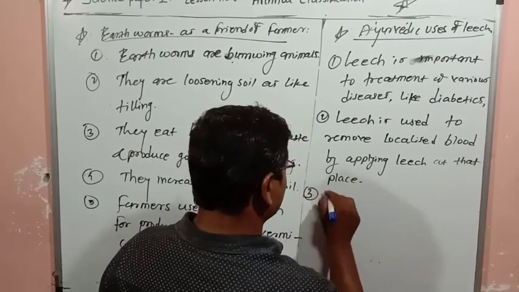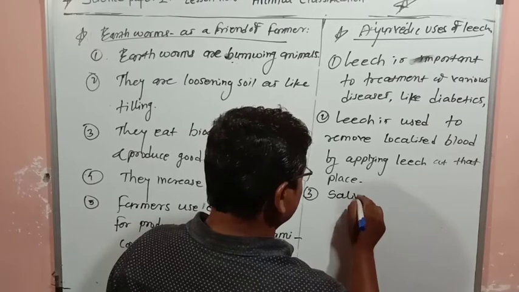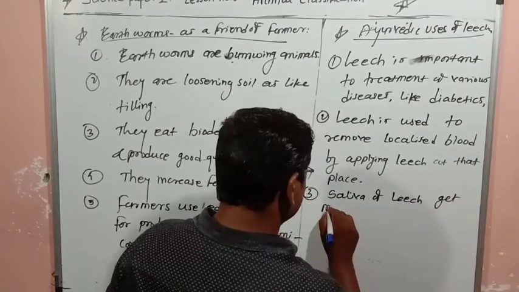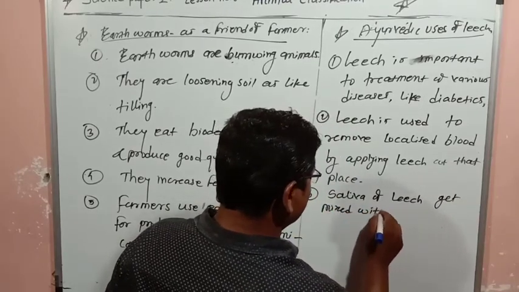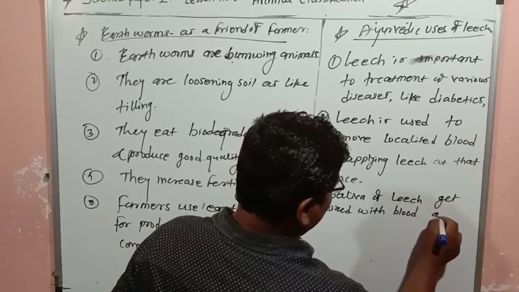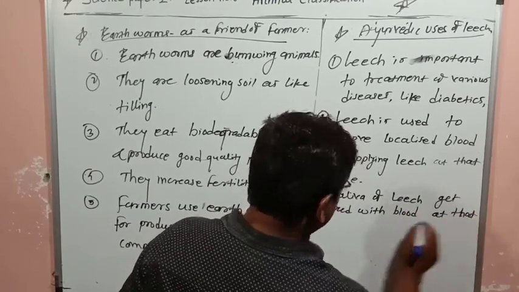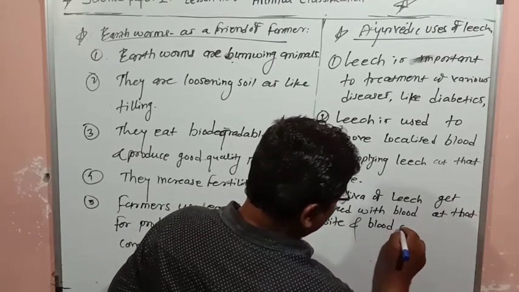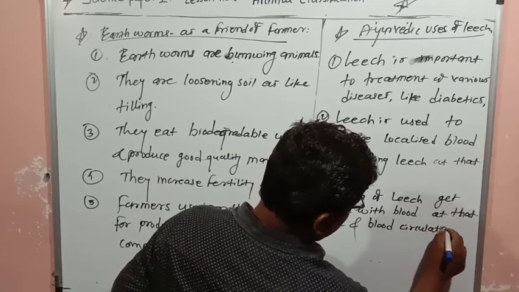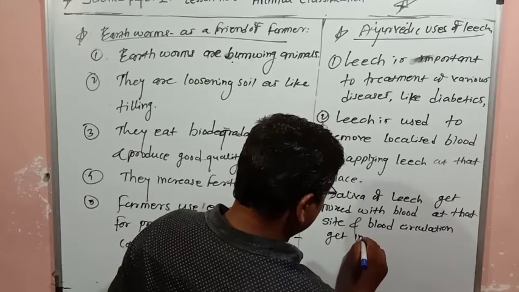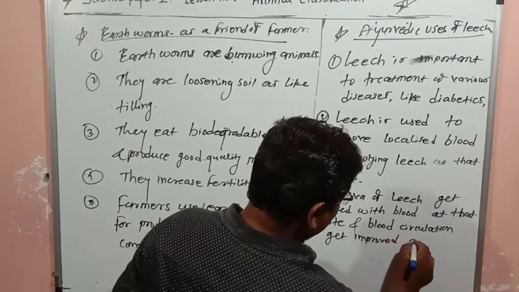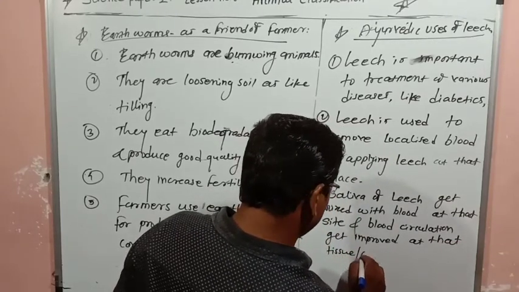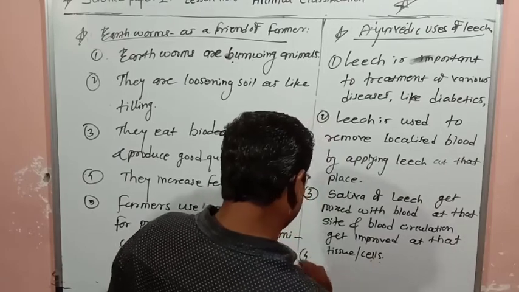Second thing is there, saliva of leech gets mixed with blood at that site, and blood circulation gets improved at those tissues or cells.